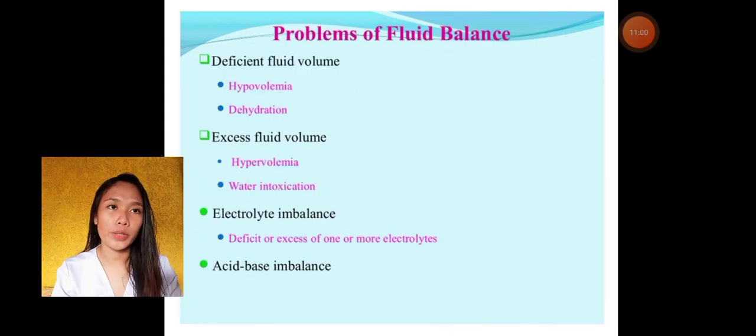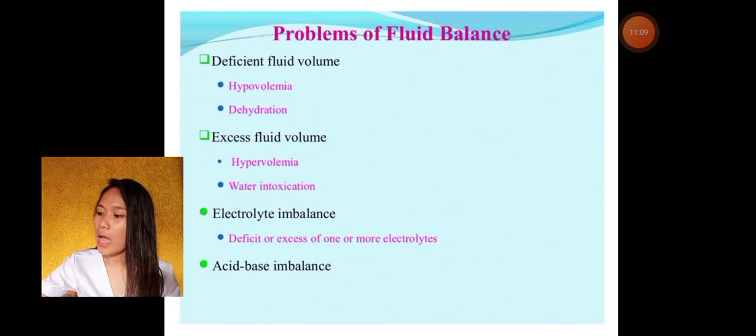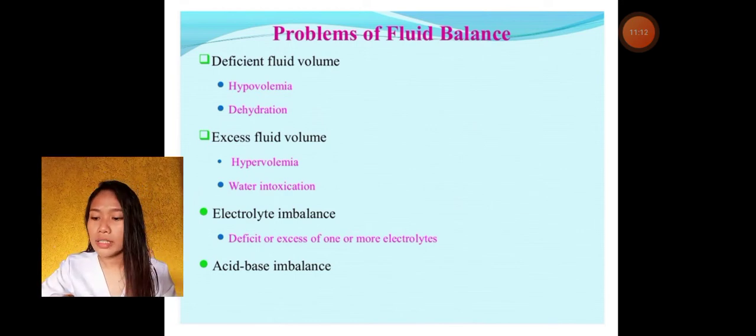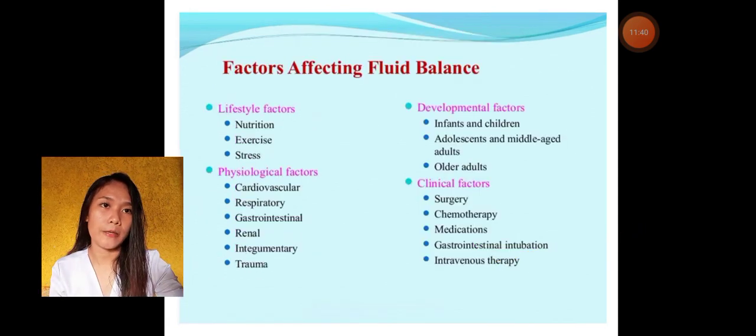So, problems of fluid balance. Deficient fluid volume, so these are the problems. Hypovolemia: when we say hypovolemia, it is abnormally low extracellular fluid in the body. And dehydration, absence of sufficient water in the body. And the excess fluid volume, hypervolemia, so this is the opposite of hypovolemia. Water intoxication, and electrolyte imbalance, deficit or excess of one or more electrolytes. And then the acid-base imbalance.